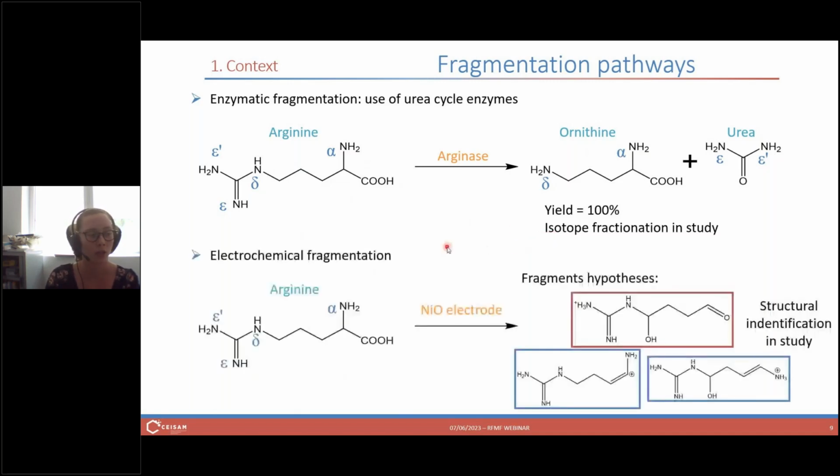The second way of fragmentation we chose is thanks to electrochemistry. So we use a nickel oxide electrode to fragment arginine, and for now we obtained 3 different fragments. These structures are still a hypothesis, and we will use NMR for further work in order to have a better structural identification.